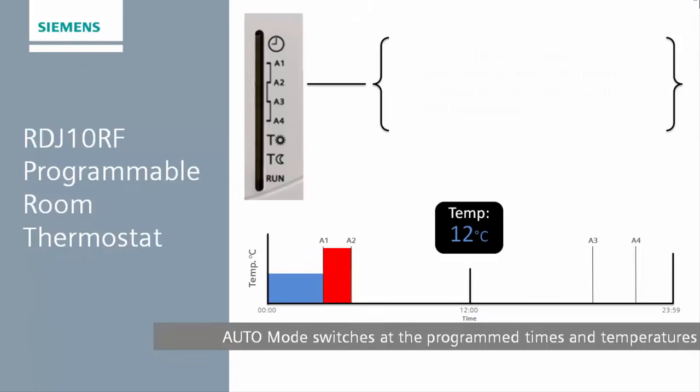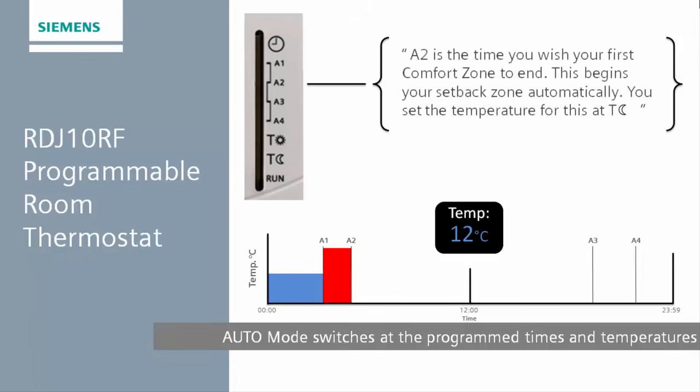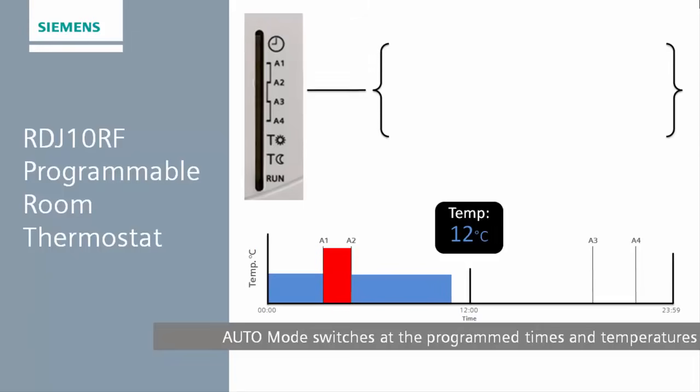A2 is the start of your first setback or economy zone. At this point, the device will ask your boiler to maintain the temperature you set at T-moon, which, as you can see in the example below, is 12 degrees.